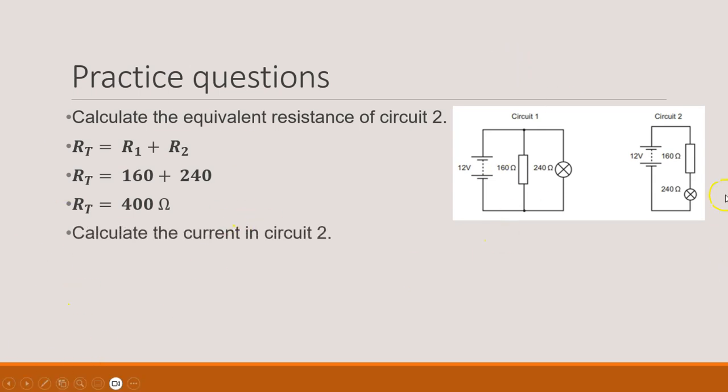Calculate the current in circuit 2. Now that we have the voltage and we have the total resistance, we can work out the total current by saying I equals V over R. So it is 12 divided by 400. So circuit 2 has a current of 0.03 amps flowing through it.